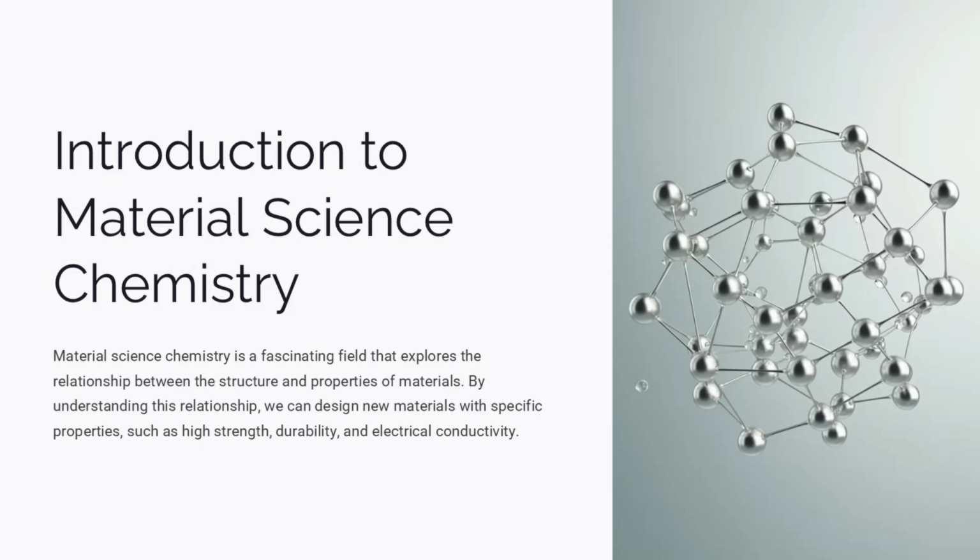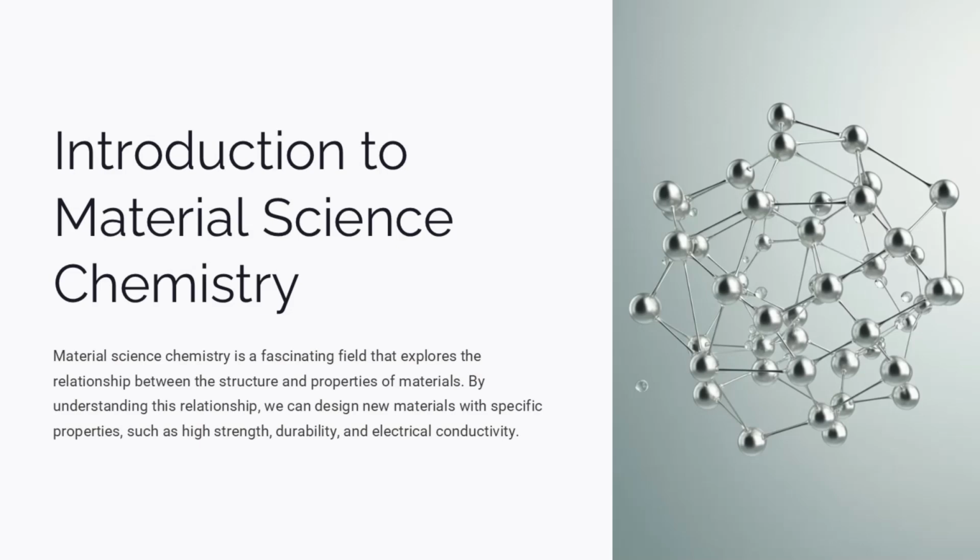Material science chemistry is a fascinating field that explores the connection between the structure and properties of materials. Understanding this relationship allows us to engineer new materials with targeted characteristics like high strength, durability, or electrical conductivity. The image on this slide shows a close-up view of the atomic structure of a crystalline material, with vibrant colors highlighting the arrangement of the atoms.